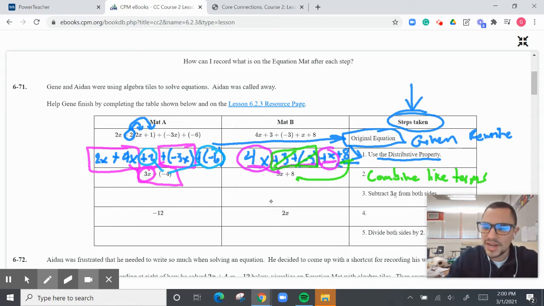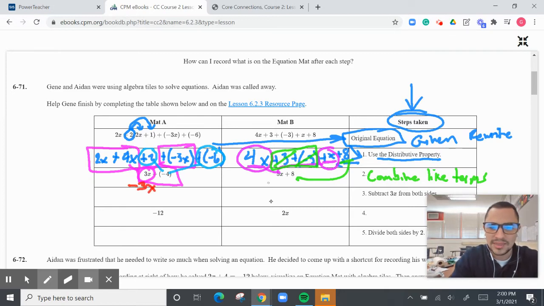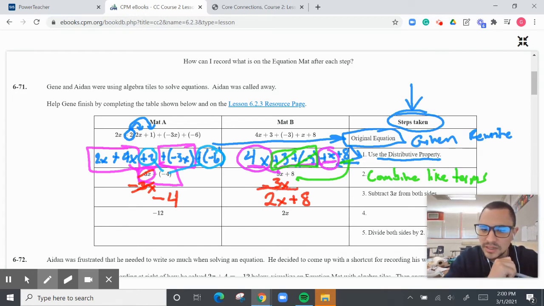Next, we have subtract 3x from both sides. Well, that's really easy. So how do we do that? Well, I'm going to subtract 3x underneath it. Subtract 3x underneath it. And that is actually going to cancel out. So I'm left with a negative 4. And then I'm left with 2x plus 8. And as you notice, I wrote underneath the x's there on both sides.